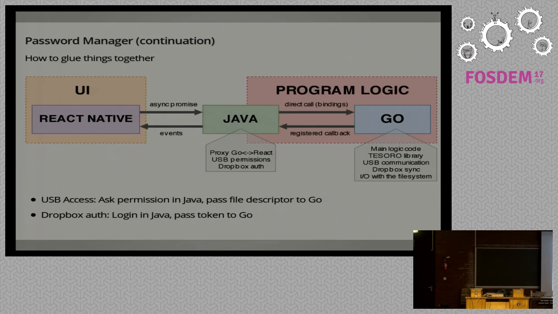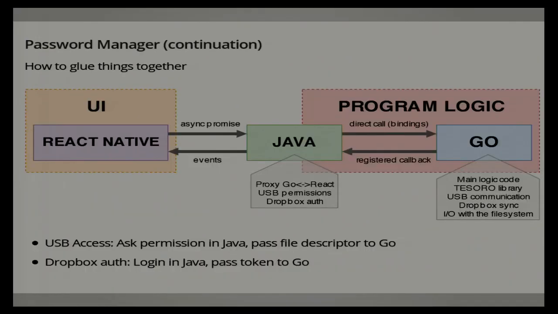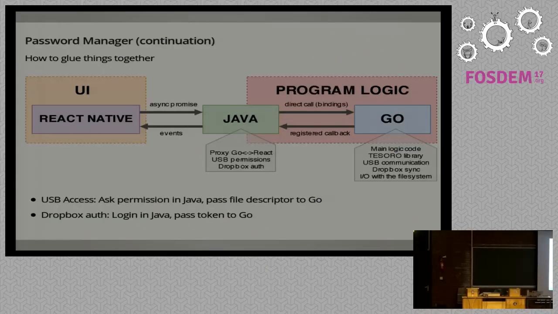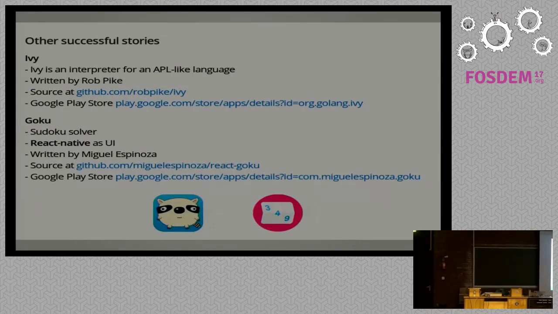For Dropbox synchronization, the authorization is also in Java, because you need to open a web view and take a token. But once we have the token, we pass it to Go, and the uploading and downloading of files is all done in Go.